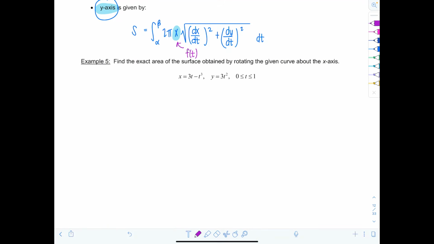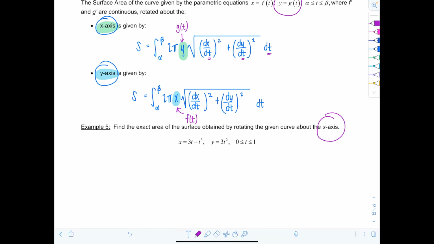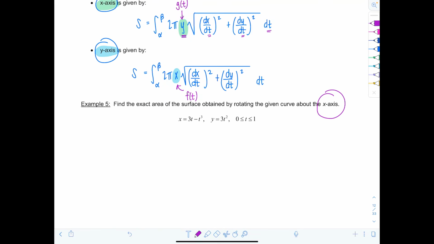Find the exact area of the surface obtained by rotating the given curve about the x-axis. So I know I'm using 2 pi y for this case. So we've got x and y. And let's go ahead and compute dx/dt and dy/dt just so we have everything ready to go. So dx/dt is going to be 3 minus 3t squared. And then dy/dt is 6t. Okay, cool. So surface area is going to be a definite integral from 0 to 1.